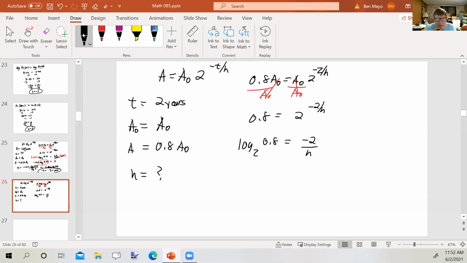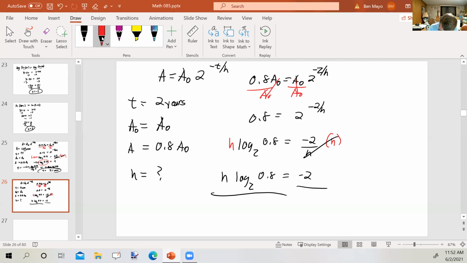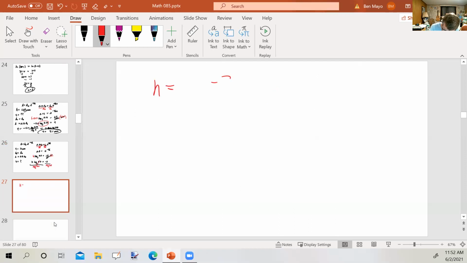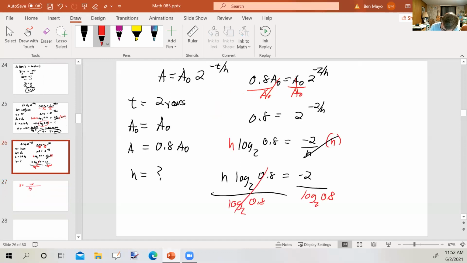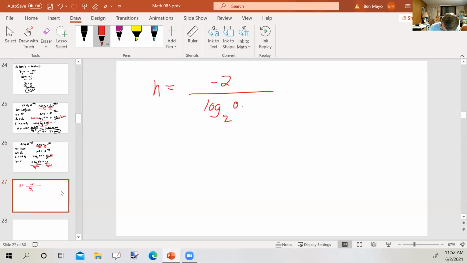Well, now we've got a problem. The last one, the thing we were looking for was up on top, and it worked out nicely, but we want h, and h is on the bottom. So we're going to multiply both sides by h, which gives us h log base 2 of 0.8 equals negative 2. Then we're going to divide both sides by log base 2 of 0.8. So now I've got h equals negative 2 divided by the log base 2 of 0.8.